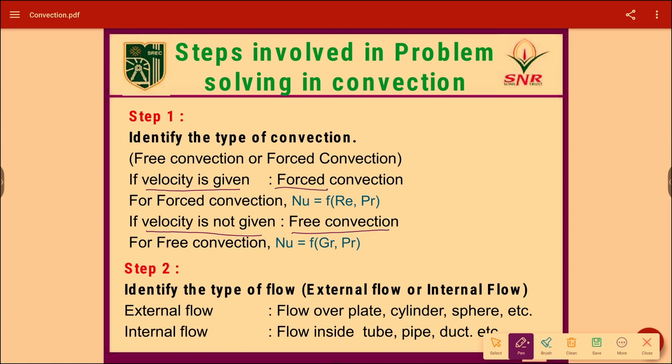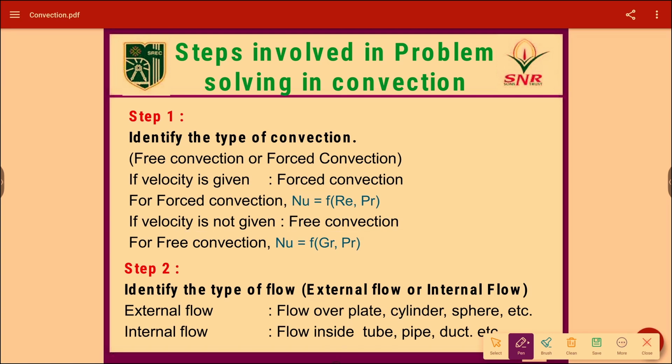If you take the correlations wrongly, that is, instead of taking the correlation for free convection you use the correlation for forced convection, or instead of calculating the Reynolds number you calculate the Grashof number, the entire problem goes wrong. So the first and foremost point to keep in mind is identifying the type of convection.